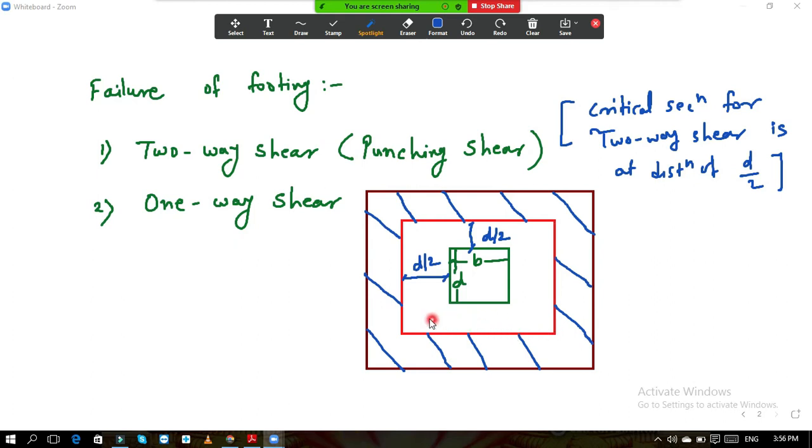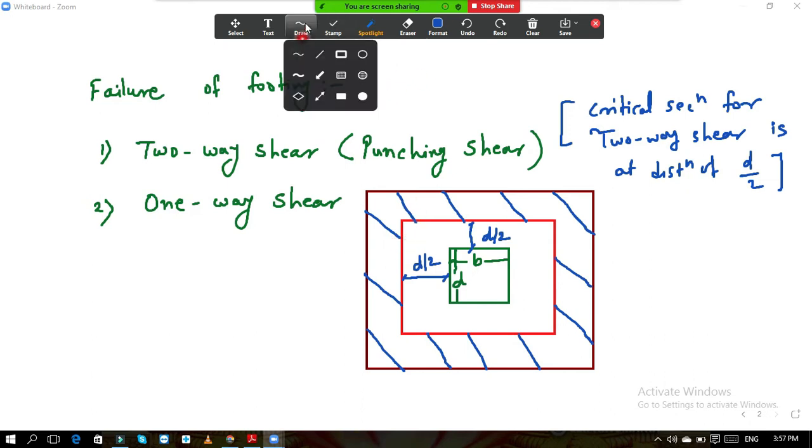So while designing the footing, first we will consider two-way shear action, and we will adopt such a depth that it will sustain this punching shear. Okay, now this is the concept of punching shear. I hope it is clear to you.